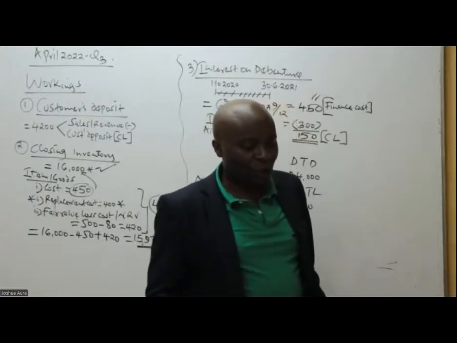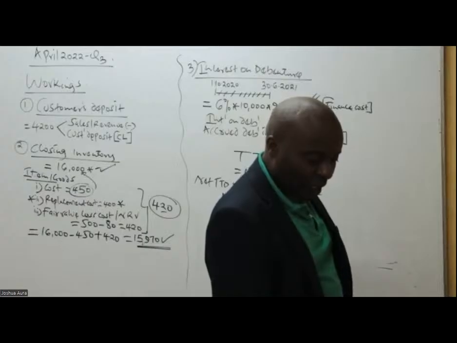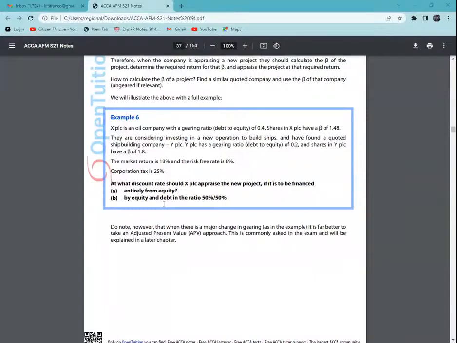Ladies and gentlemen, listen to me very well. We are now aware that the relevant beta is the beta of the new industry. We are told that they are considering investing in a new operation to build ships, and have found a quoted shipbuilding company. The market return is 18% and the risk-free rate is 8%.